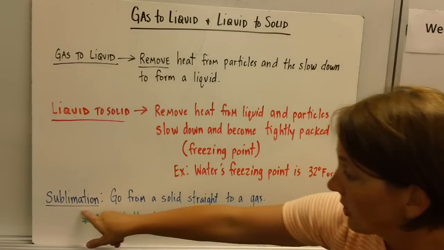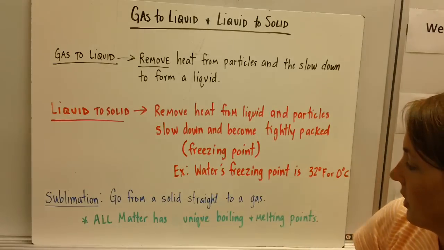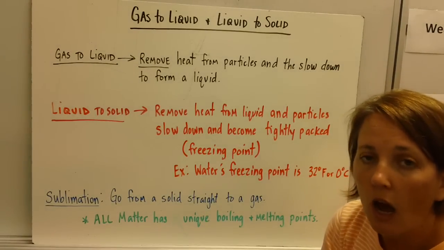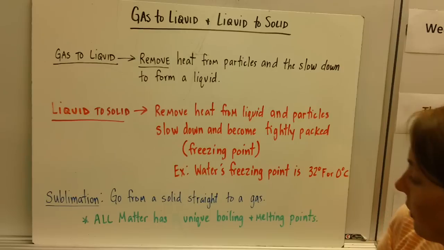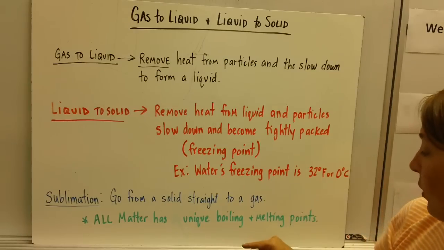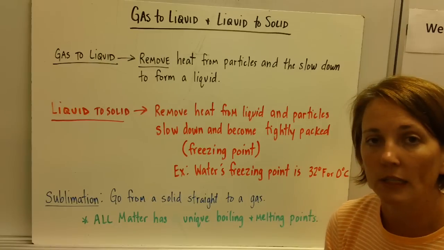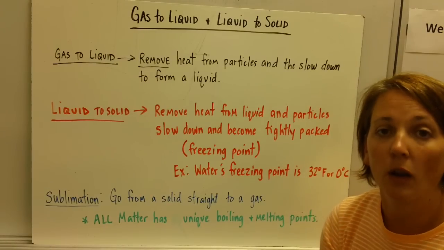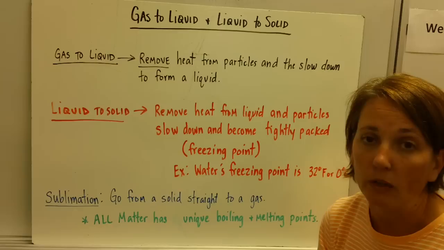There is one process where you don't go from a solid to a liquid and a liquid to a gas and reverse, and it's a process called sublimation. There are some things that can go from a solid straight to a gas. And we're going to talk about a few of those substances that can do that. It does need to be noted that all matter has unique boiling and melting points. So for example, we talked about water in this example. Lead would have a different boiling point and melting point for it because it is a very unique substance.